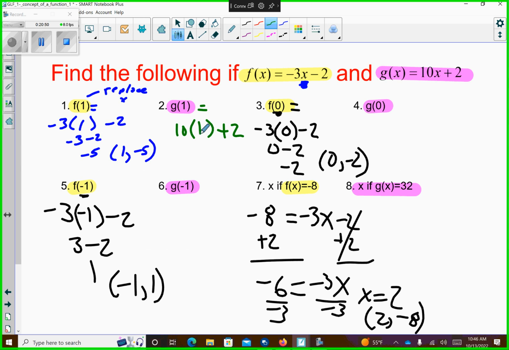What should I do with g at 0 with the pink equation? Plug 0 in for x. So 10, there was parentheses here. What was living where the parentheses are right now? X. What's going to go there now? 0. What's 10 times 0? 0. So I get 0 plus 2 is 2. So what point is this going to give me? 0 comma 2. Very good.